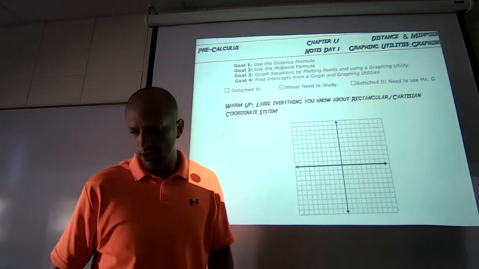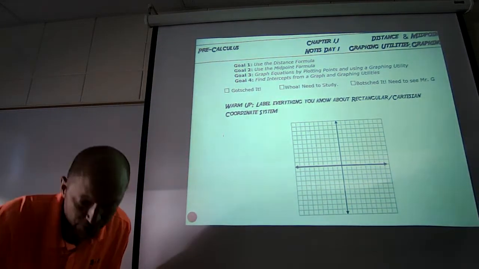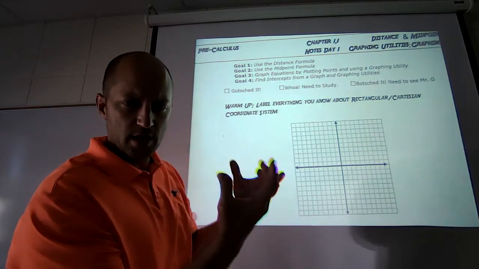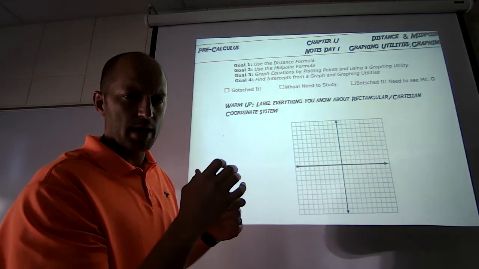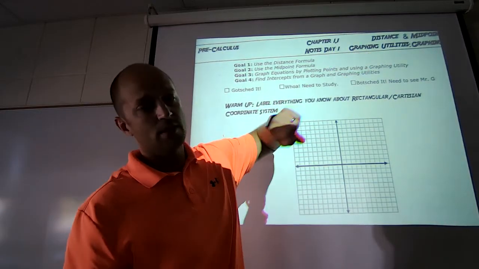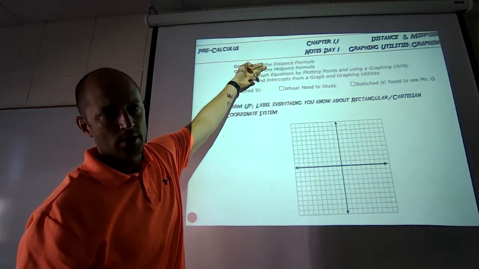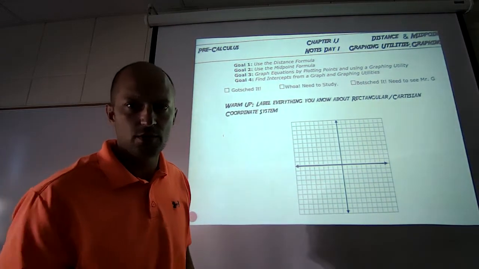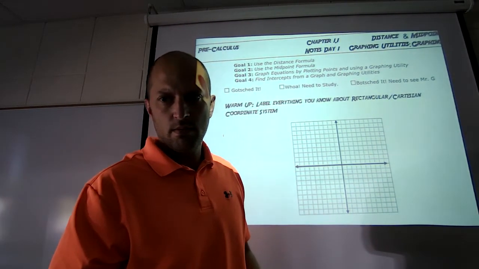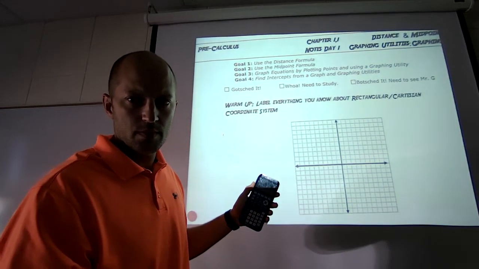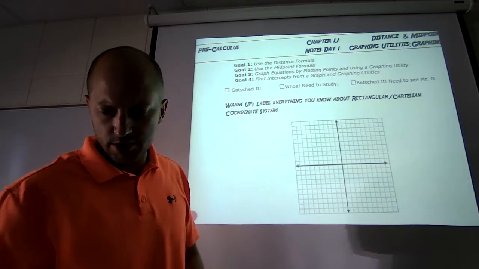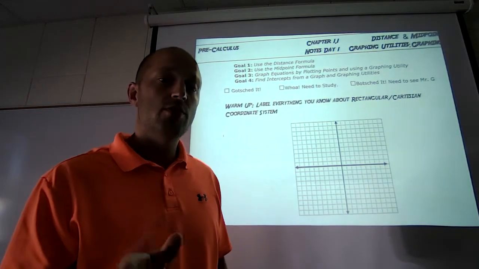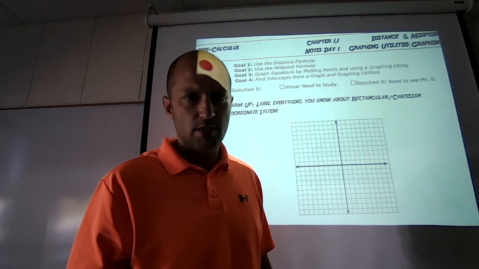All right, so I'm going to go through our lesson for today. I got chapter 1-1, day 1, and that's going to match up with your homework, My Math Lab. We're going to talk about distance and midpoint. That's our goal 1 and 2. And then we're also going to talk about graphing equations by plotting points and using your graphing utility. So we're going to need our calculators. And goal number 4, find intercepts and a graph. We're going to do that on Friday, the next time I see you.